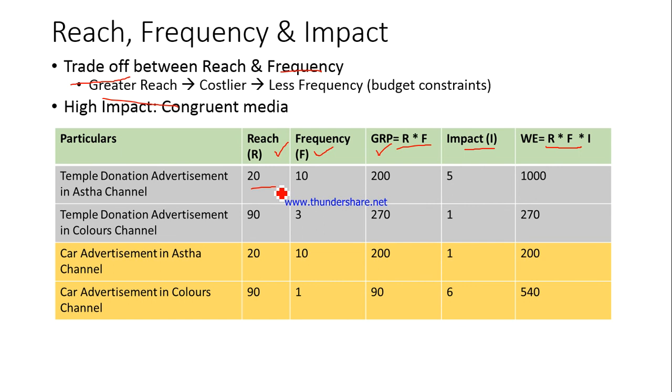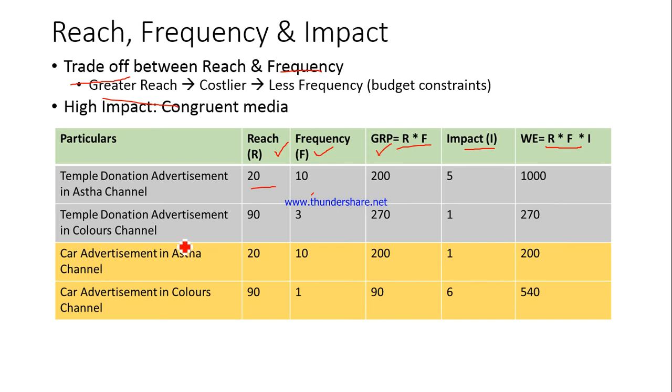Now, temple donation advertisements, supposing you are coming up with advertisements appealing for donations to build a particular temple. So you are coming up with these advertisements, and let us say that you have shown these ads on the Astha channel. The reach is 20, so it has reached, let's say, 20 households. And how many times have you shown this particular ad? 10 times on an average. What does this mean? This means that on an average these 20 households get exposed to your ad campaign at least 10 times, right?